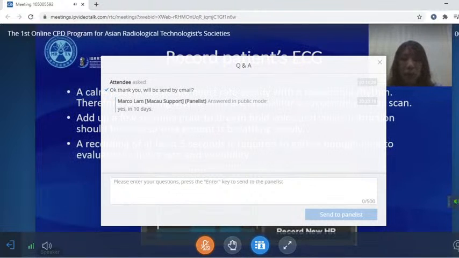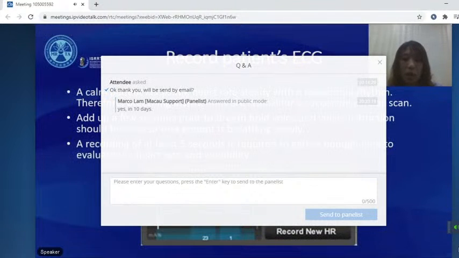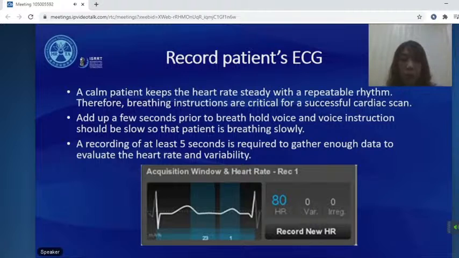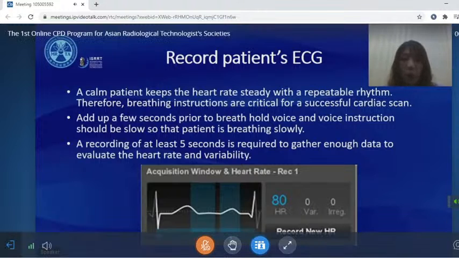Recording the patient's ECG is one of the important parts of a CCTA scan. ECG rhythm information will give feedback to the scanner to calculate what time to perform a scan. A calm patient who keeps their heart rate steady with a repeatable rhythm is good for a successful cardiac scan. In patient preparation, we should teach the patient and let them practice breath hold. Breath hold is critical for a successful scan.